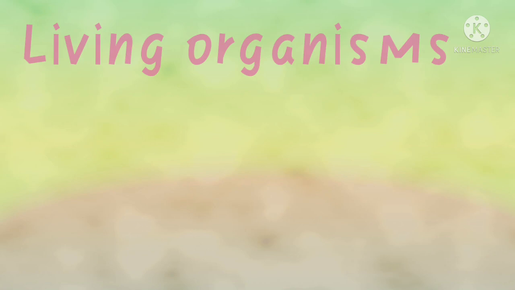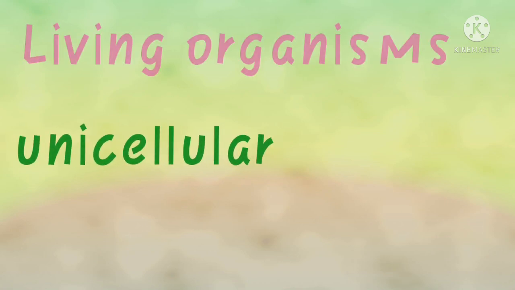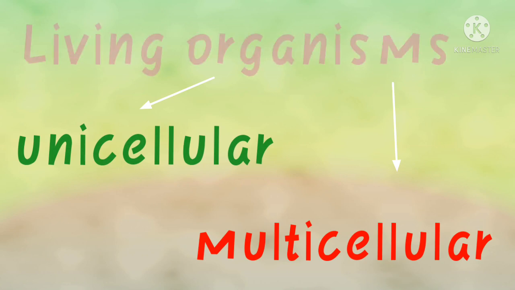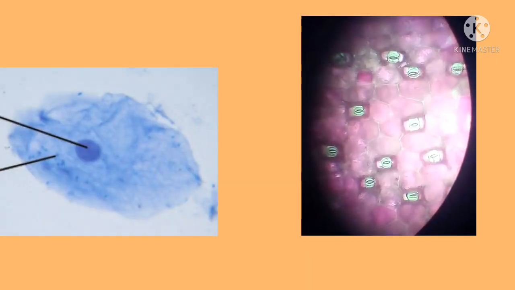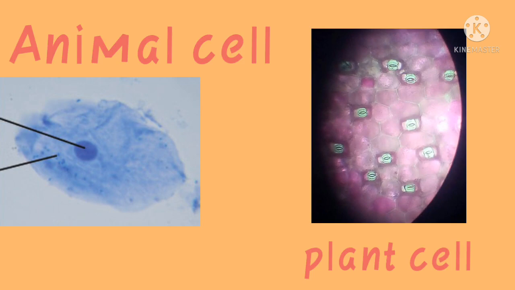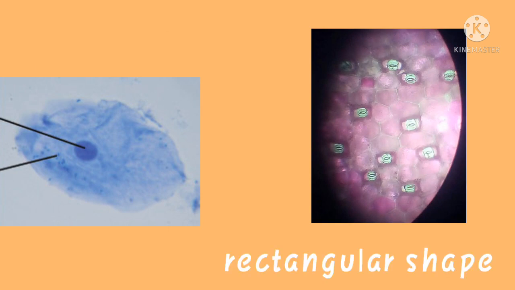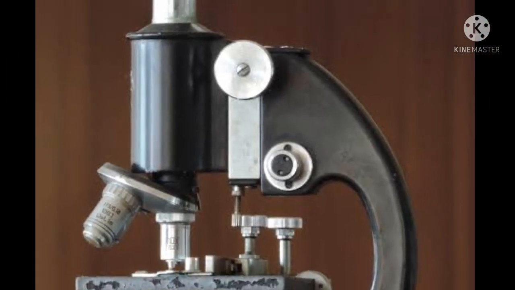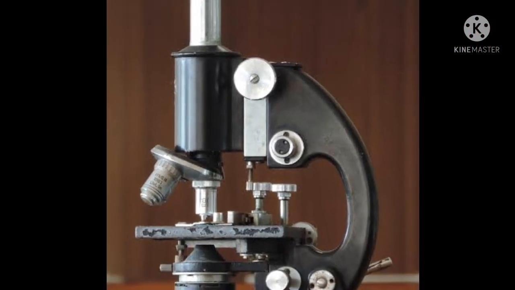Every living organism is made up of cells, whether they are unicellular or multicellular organisms. Unicellular organisms have different cell structures when compared to multicellular organisms, and also plant cells have different structures when compared to animal cells. For example, onion cells are in a rectangular shape while cheek cells are circular in shape. So, we can observe the cells with the help of microscopes.